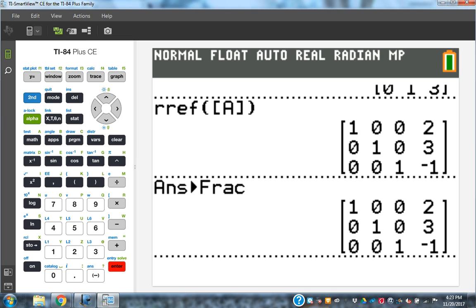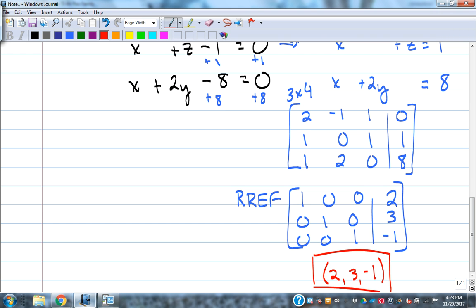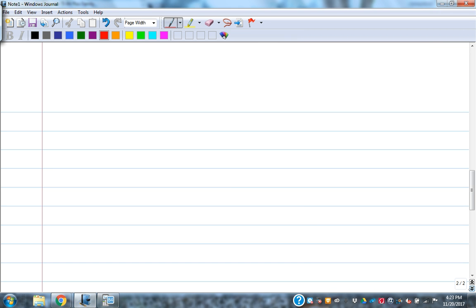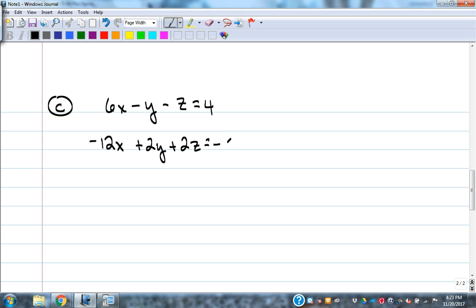Let's look at another system. Kind of get some of the special things happening here. 6x minus y minus z equals 4. Negative 12x plus 2y plus 2z equals negative 8. 5x plus y minus z equals 3.